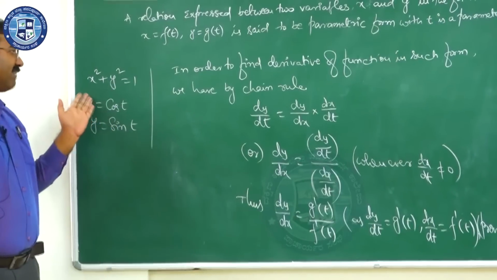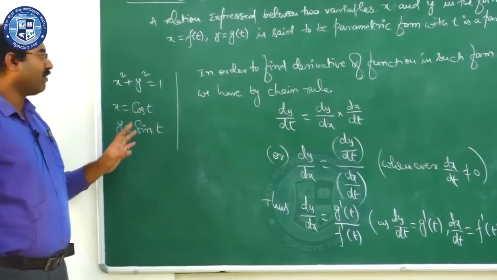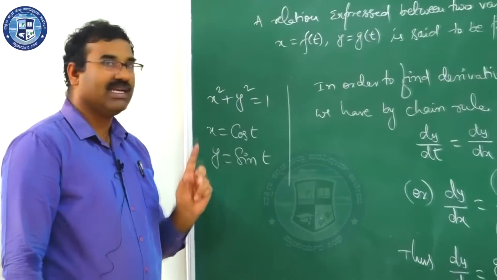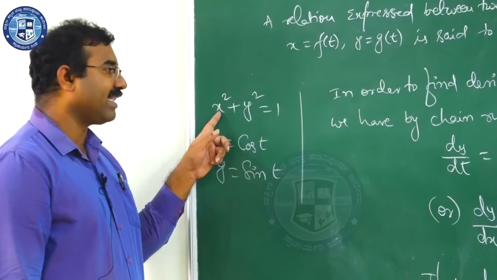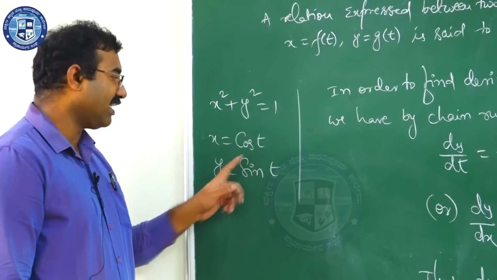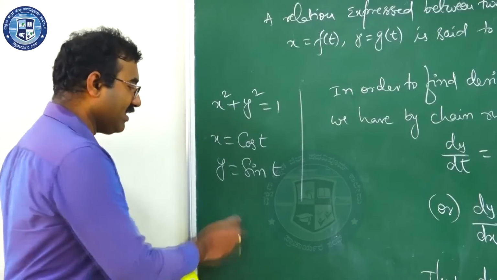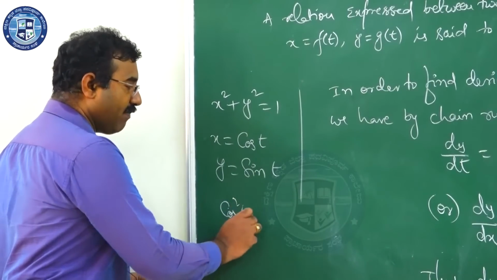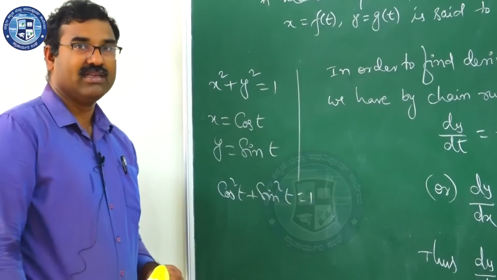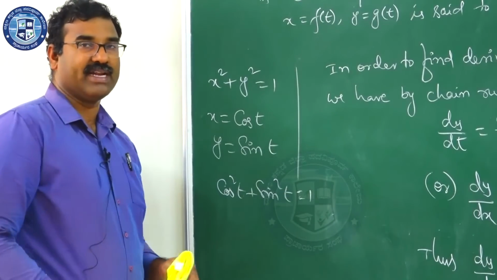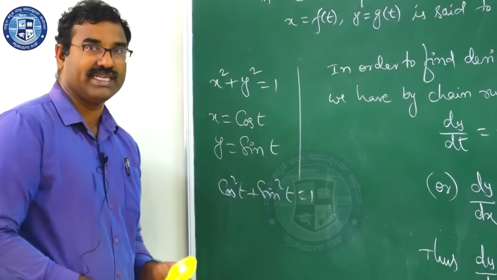For example, one of the simplest examples is x square plus y square equal to 1. It is a relation between x and y, but we are not expressing it like that; we are writing x equal to cos t, y is equal to sin t. Then cos square t plus sin square t becomes 1. Have you understood what parametric functions are and how we differentiate them?